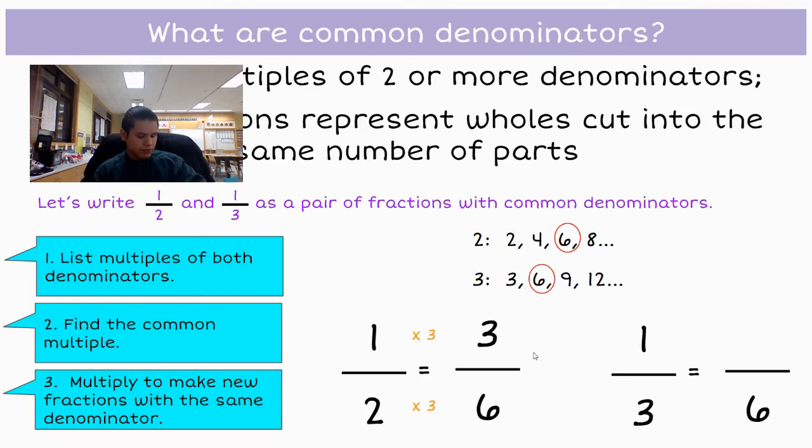Here's what I found. Siri found it. I hope you are finding it too. So anything you do to the bottom, you must do to the top. So you multiply 1/2 times 3 over 3, and you get 3/6. These are equivalent fractions with 6 in the denominator. Now 1/3, the same thing. You need to multiply. Think what number times your denominator will give you this new denominator. Well, I know that 3 times 2 equals 6, so I must multiply 1 times 2. So 1/3 is equal to 2/6.